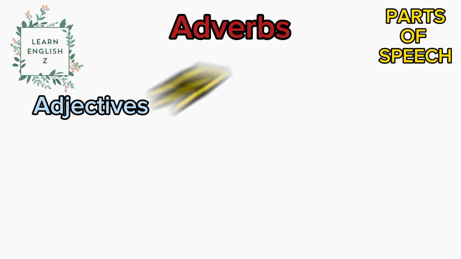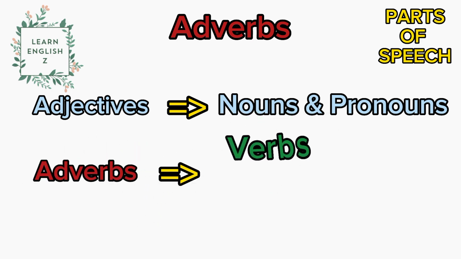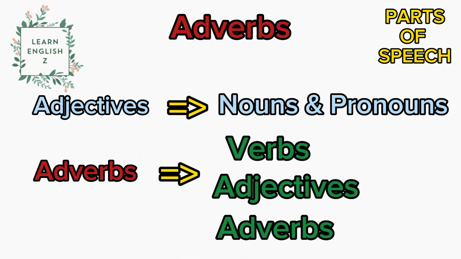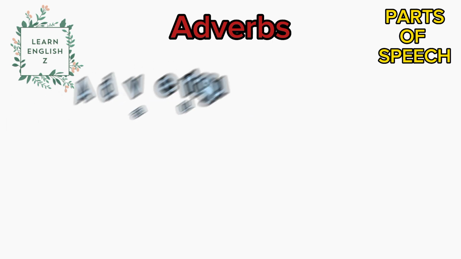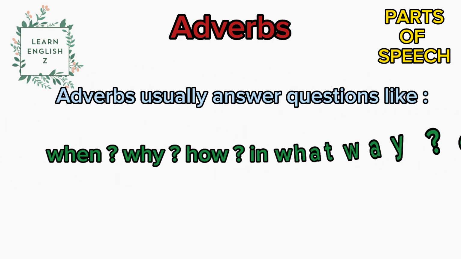The 5th part of speech is the adverb. While adjectives give information about nouns and pronouns, adverbs give information about verbs, adjectives, and even other adverbs. Adverbs usually answer questions like when, why, how, in what way, etc.